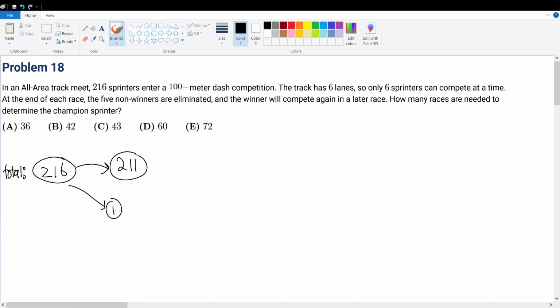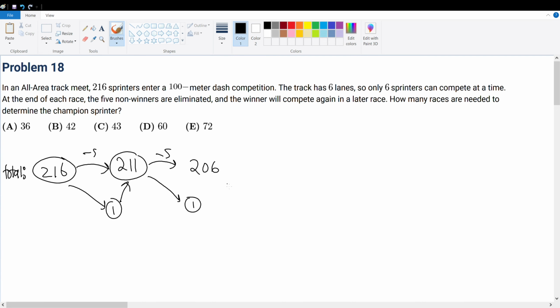Now, the one person joins this competition to race with another 5 people. So we subtract 5, and then we have to subtract 5 more, because the 5 more people must race with the first winner from the first race. Therefore, how many do we have? Well, we have 206, right? And this produces one winner.